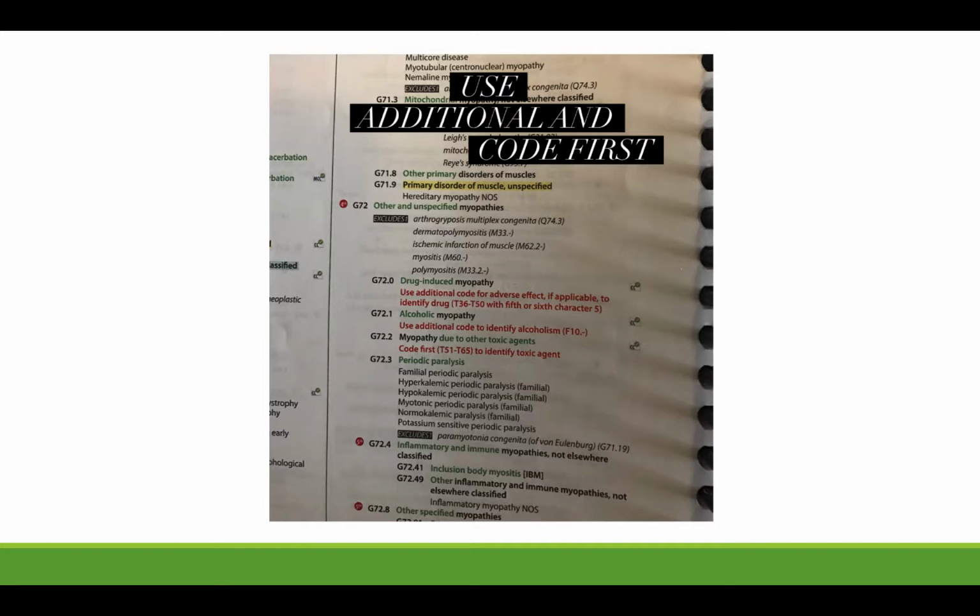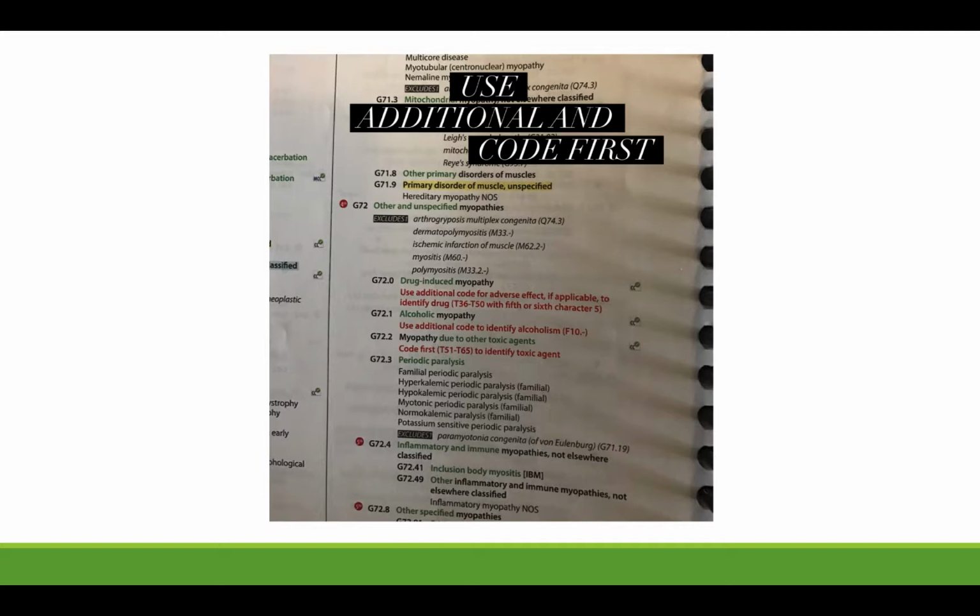Here's an example. Look at code G72.0, drug-induced myopathy. Underneath it, it says use additional code for adverse effect, if applicable, to identify drug, and it gives you the code range to go to. That way you don't have to look up in your alphabetic index and start all the way over. When the use additional and code first codes are underneath indented codes, you just use it with those codes. Notice G72.3 does not have a red indicator underneath it. That's because you would not need to do that with that code.